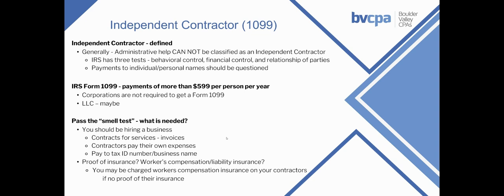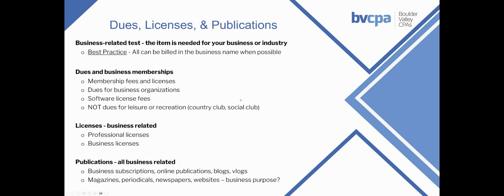Okay, definitely you should be having a business contract for services. Contractors pay their own expenses. Those contractors have their own tax ID number and a business name. Key elements or common sense elements around proof of insurance, workers' comp. Do they have those things in place? Between what the IRS says and what your gut or smell test provides, this will help provide some clarification. And of course, we're here for you as well.